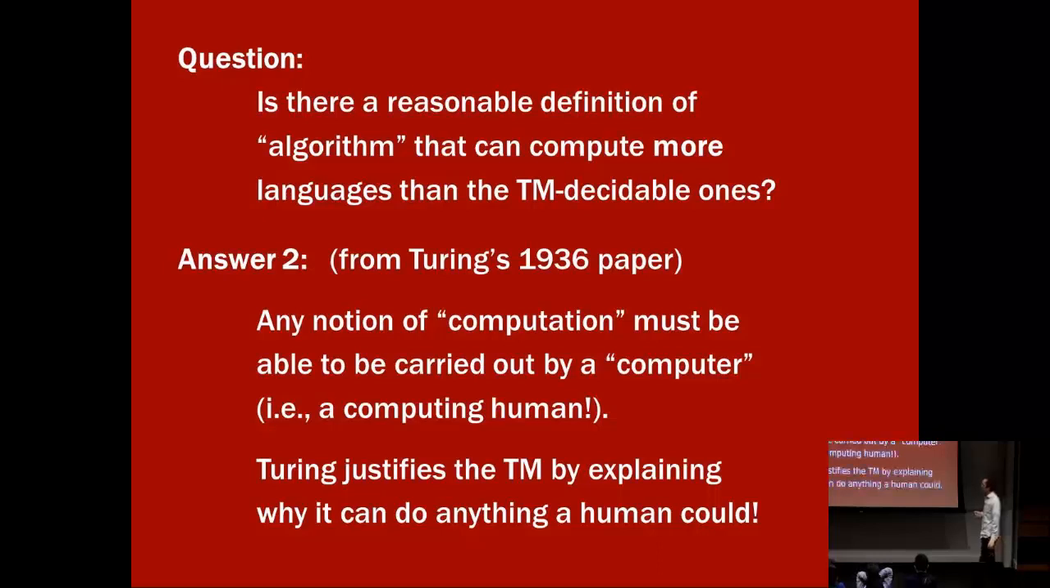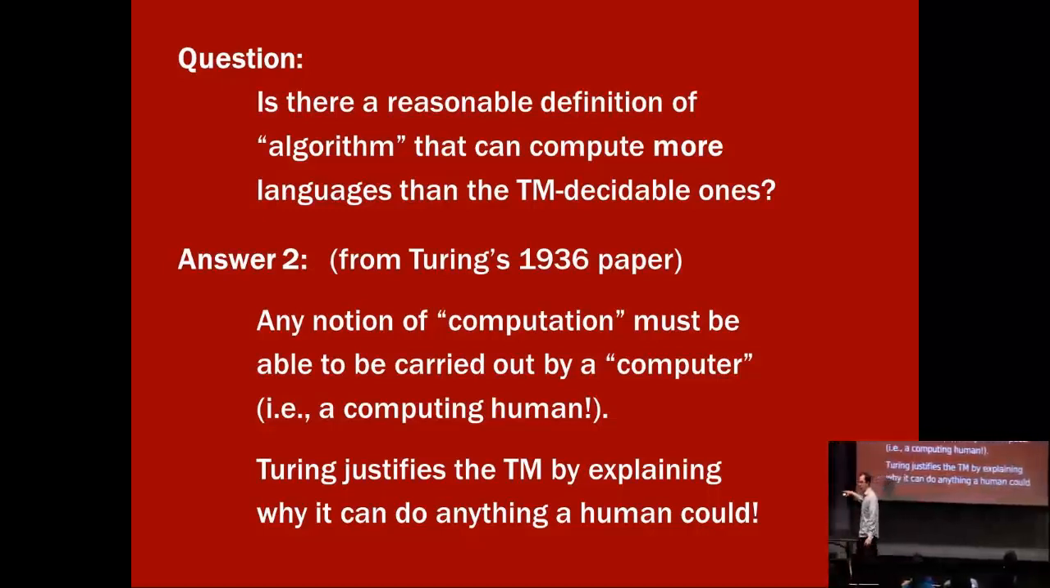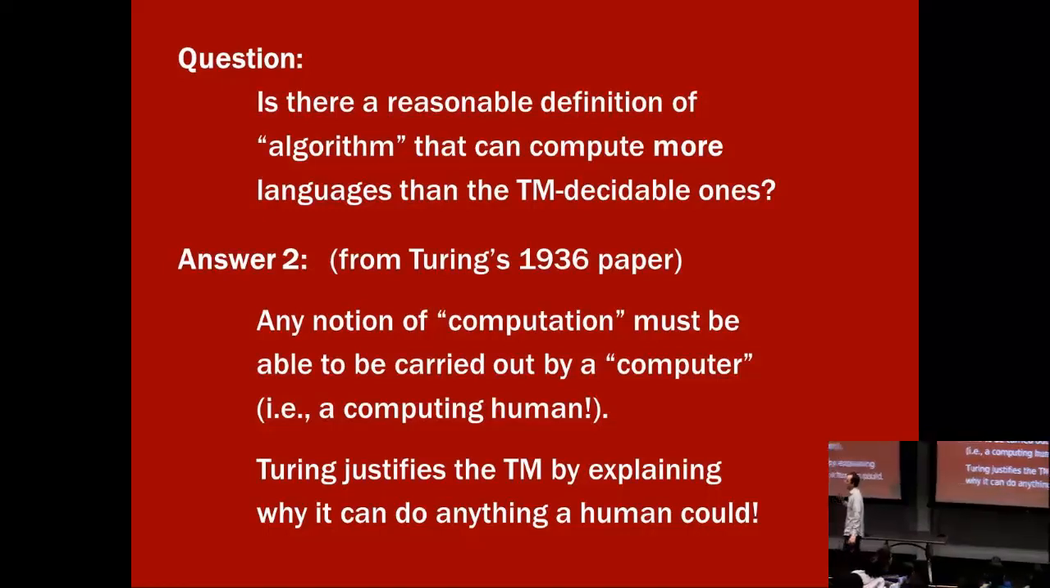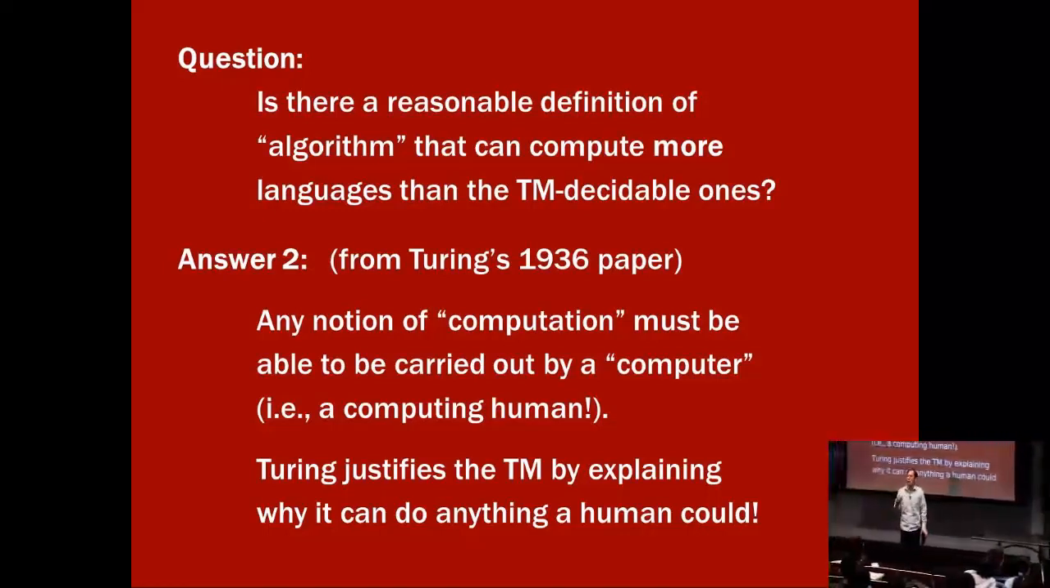In fact, if you look at Turing's 1936 paper, he makes a very similar argument talking about computers, i.e. the people. And he really says, okay, we're trying to define what is computation. So computation is what a computer, i.e. a person, does. And you should really read his paper.